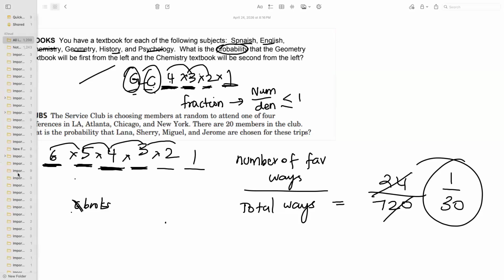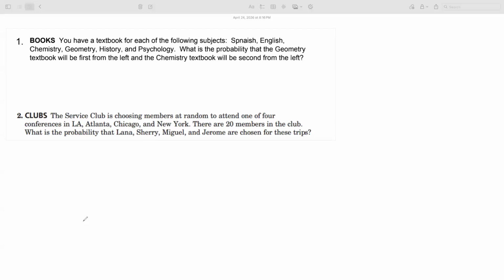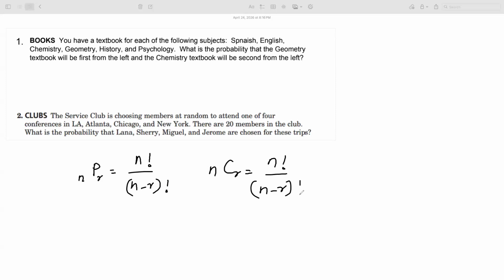Okay, go to number 2. Can we do that by yourself? The service club is choosing members at random to attend one of the 4 conferences. There are 20 members in the club. See, here is order important or not? If the order is important, you are going to choose permutation. Permutation means if there are n people, choose r. We did discuss this last week, right? You will have the formula n factorial by n minus r factorial. If it is combinations, n factorial by n minus r factorial, again you have the r factorial.